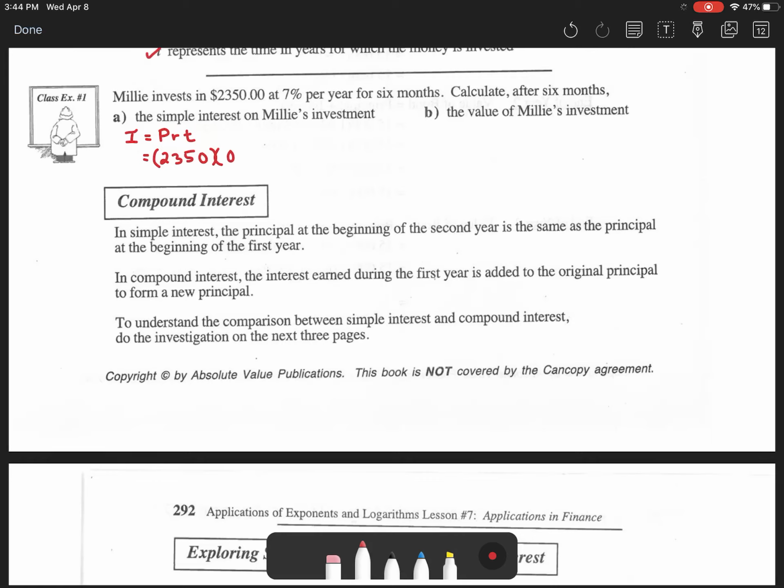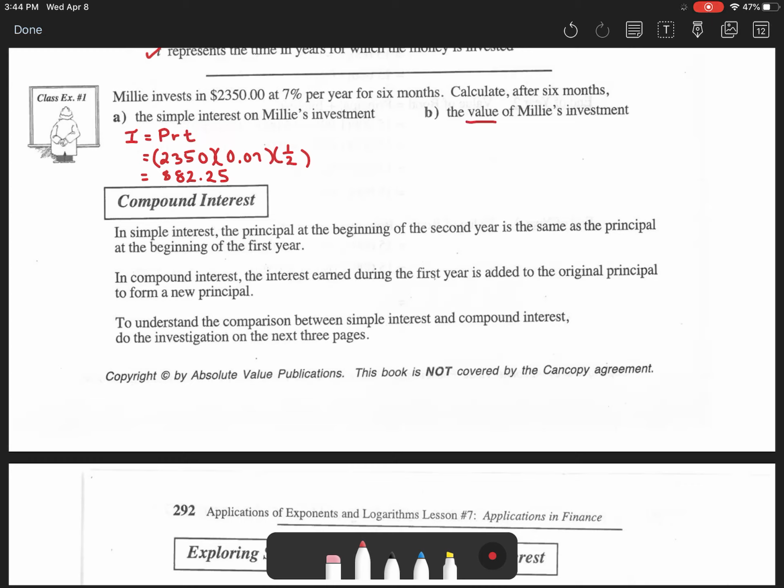$2,350. There's the principal amount, what she first invested. The interest rate as a decimal is 7%, okay, and for 6 months, well, that's half a year. So you can multiply that by 1/2, or like I did in some of the previous questions, divide everything by 2. It's going to be the same thing. Okay, when I put those in, that is going to give me $82.25. Okay, so that's just the interest.